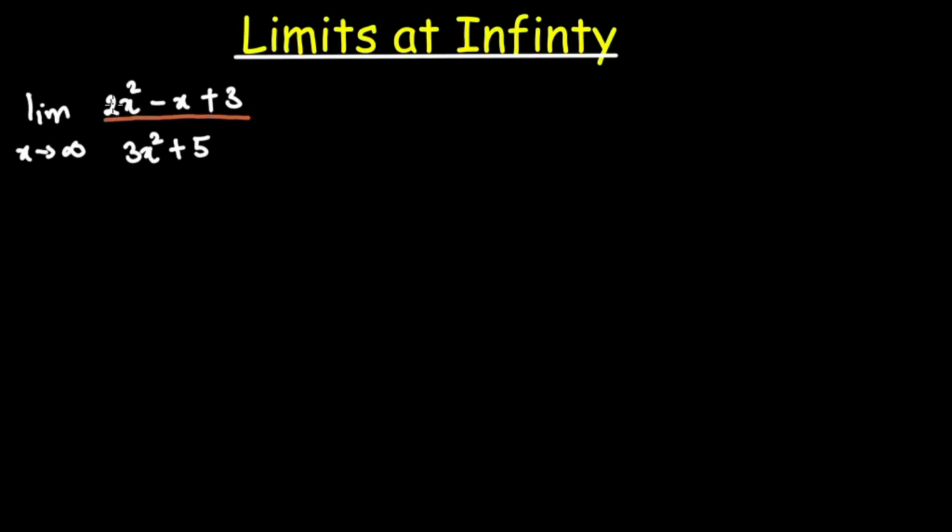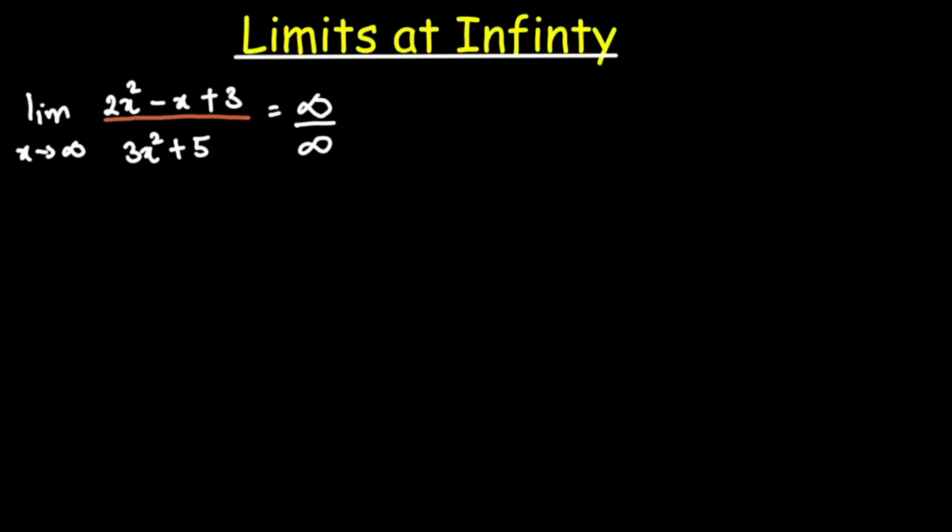Now when we take a look at this, for us to simplify this, 2x squared minus x plus 3, you observe that it is not factorizable. And if we substitute infinity, we're going to have 2 times infinity squared minus infinity plus 3, and that will be infinity. And this 3 times infinity squared plus 5 will also be infinity. And I'm going to be getting something I don't want. I don't want this. Alright.